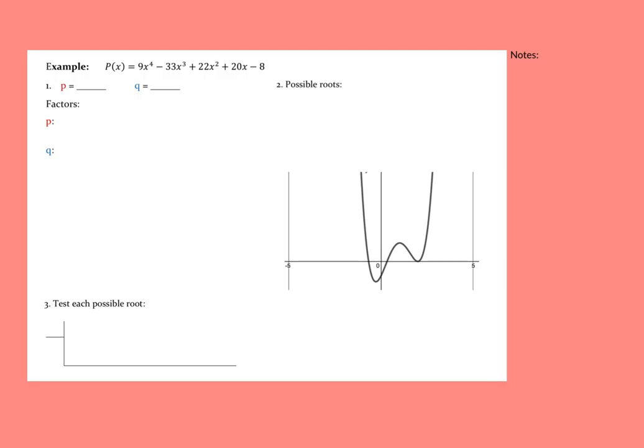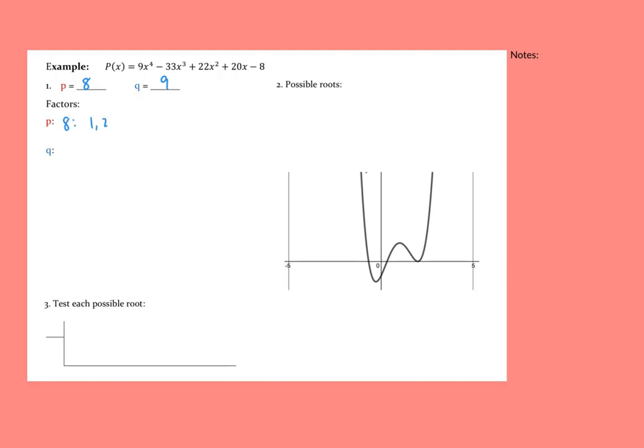We're looking at 9x to the 4th minus 33x cubed plus 22x squared plus 20x minus 8. So once again, they gave us a graph. Want to make sure that we get our p's over q's, so we limit the number of possible ones we could get. Once again, our p-value here is 8, q-value is 9. That is our constant term and our leading coefficient.